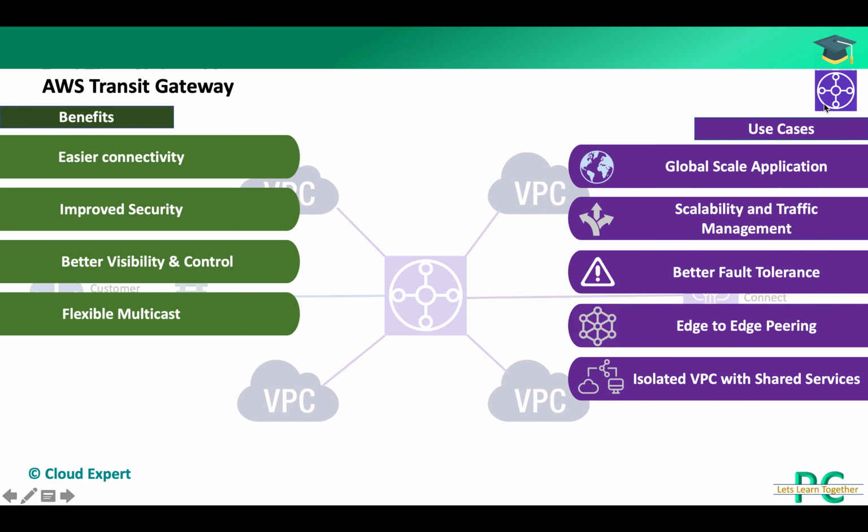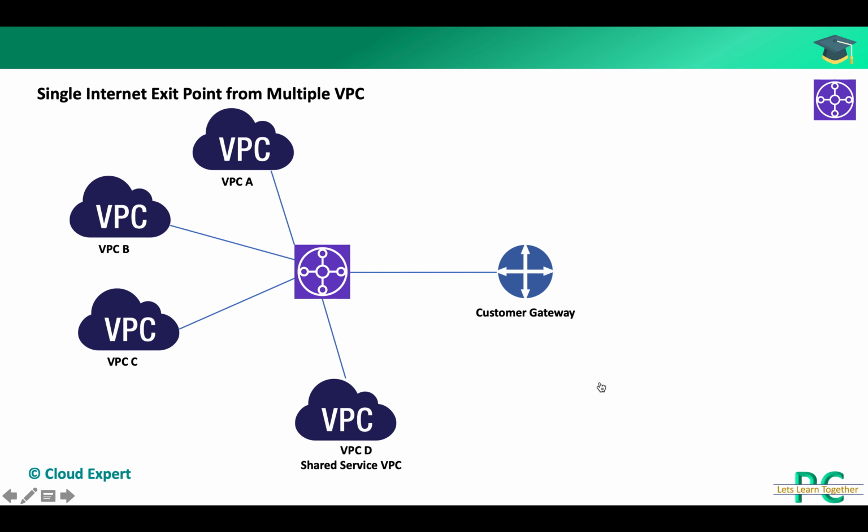And the last point I would like to mention, with the help of transit gateway, you can isolate VPCs with shared services. Let's say you have a network topology like that. You have 4 VPCs, let's say VPC A, VPC B, VPC C, and VPC D, and VPC D is your shared services VPC. And you have an on-premise connection also. Everything is connected to a transit gateway in a hub and spoke model.